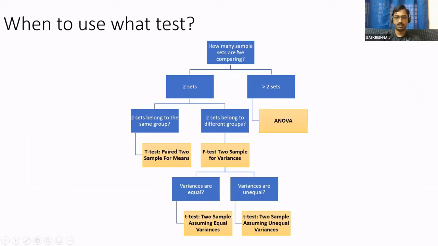We can see how many sample sets we are comparing. Here we are comparing only two sets. One is the set of the readings before the diet, the other is the set of the readings after the diet, and here the two sets belong to the same group of people. So we should use this t-test paired two sample for means. Okay, so how do we do that?